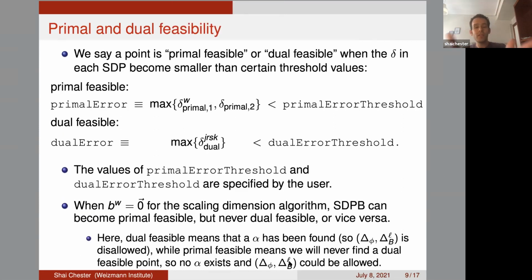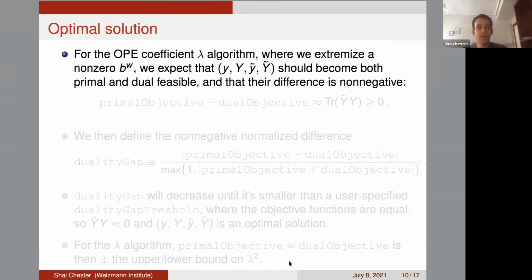Okay, so what I've described in this slide is the situation where you just get either primal feasible or dual feasible. But just from the abstract programming perspective, what a semi-definite program really wants to do is get both primal and dual feasible, so that you're actually satisfying both programs. And that's what's called an optimal solution. And this is what happens in the case of the OPE coefficient extremization algorithm. Because remember in that case, the value of B is non-zero. And so then we expect that these y's and capital Y's should become both primal and dual feasible, which you can show implies that their difference is non-negative. So this is something you can just derive.